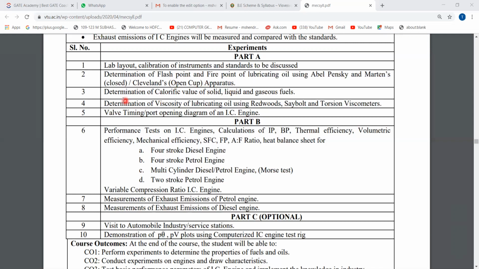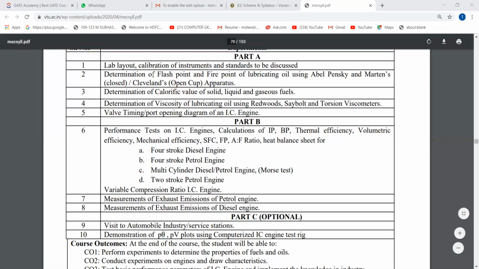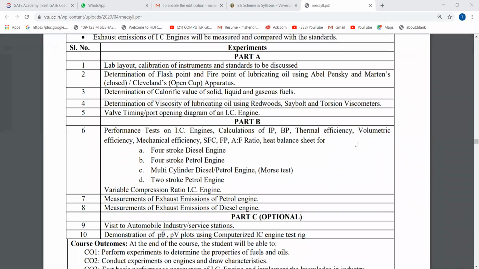Now the third important experiment is the determination of calorific value of solid, liquid, and gaseous fuels. I think you know the definition of calorific value. If you don't know, just look here. This is a sample of fuel. Let me take a solid fuel of mass 1 kg.